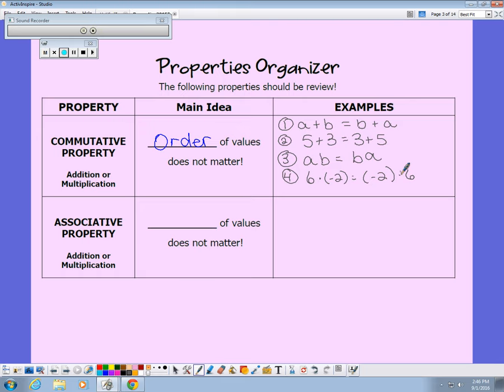The associative property of addition and multiplication says that the grouping of values does not matter. So I can have A plus B plus C and group A and B together, and that's the same thing as saying A plus B plus C, where B and C are grouped together. Notice there's no subtraction in here. This is only true for addition.